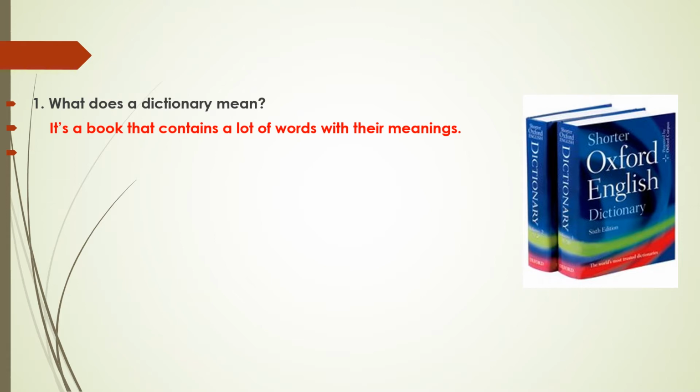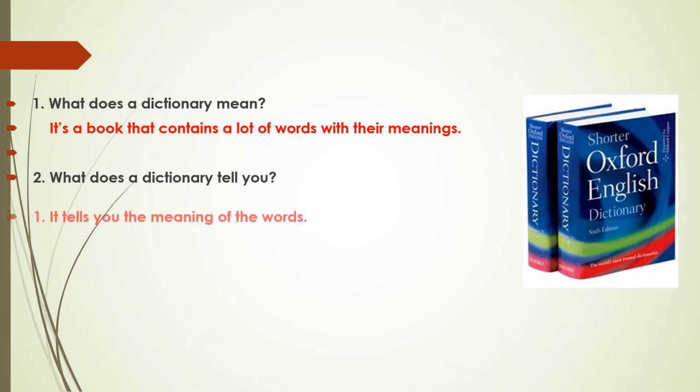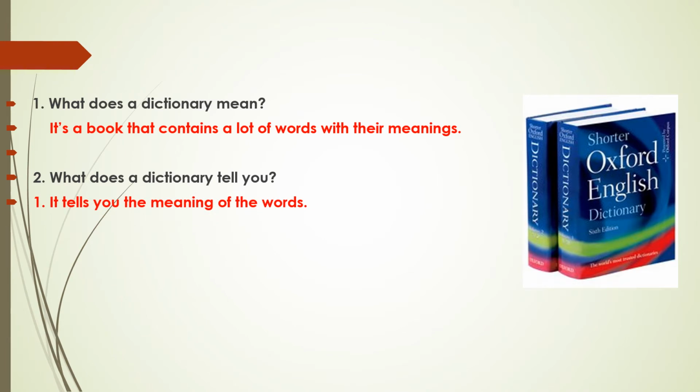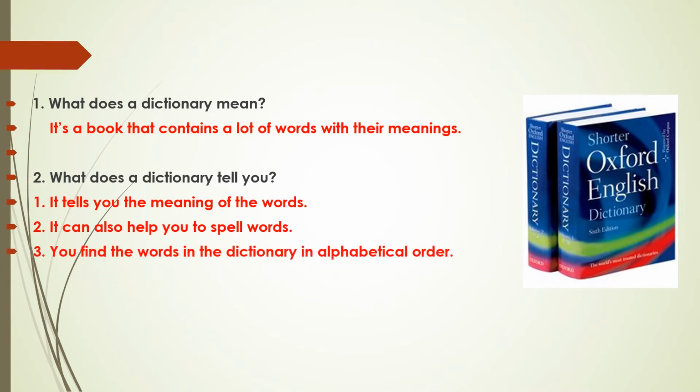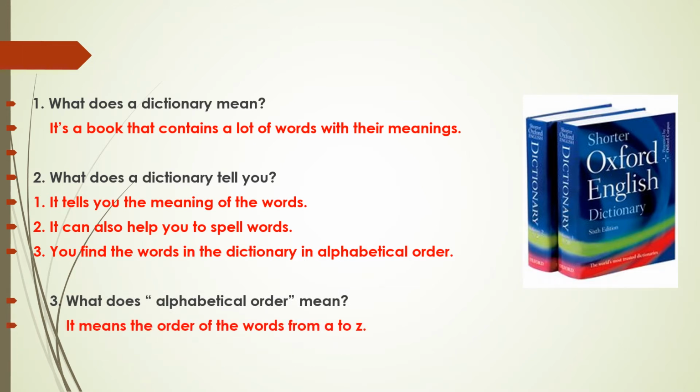Do you think that a dictionary is important for us? What does the dictionary tell us? Let's see. Number 1. It tells you the meaning of the words. Number 2. It can also help you to spell words. Number 3. You find the words in the dictionary in alphabetical order. What does alphabetical order mean? It means the order of the words from A to Z.